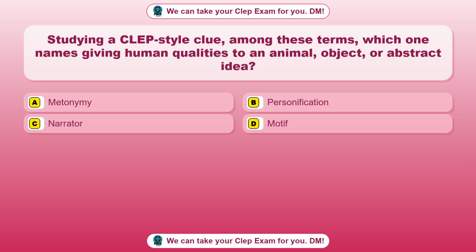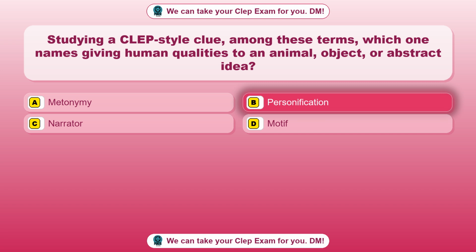Question 27. Studying a CLEP style clue among these terms, which one names giving human qualities to an animal, object, or abstract idea? Option A, metonymy. Option B, personification. Option C, narrator. Option D, motif. The correct answer is option B, personification.